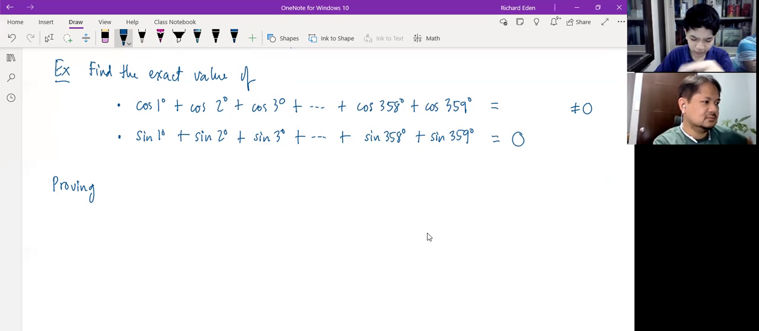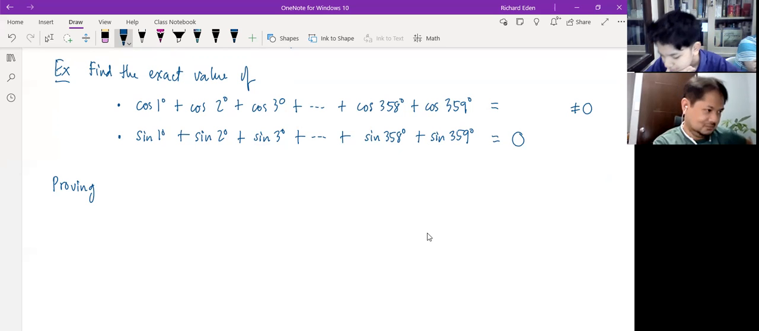Negative of 1 to 91. Okay. 271 to 359. That's still not the negative. There is something I am ignoring.